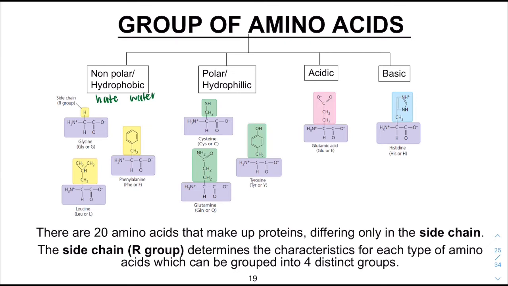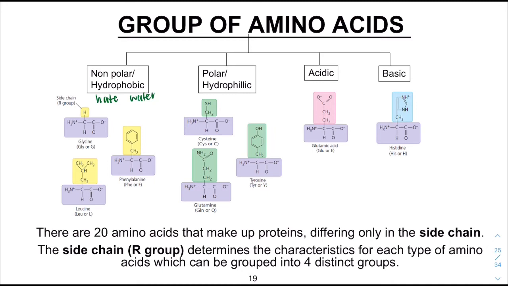In total, cuma ada 20 amino acid where each of the amino acid differ only in the side chain. So cuma ada 20 amino acid yang akan membentuk protein. Dan protein yang berbeza akan ada susunan amino acid yang berbeza. So ingat balik saya sebut tadi, many amino acid join together will form protein. So bila dia guna amino acid yang berlainan, dia akan menghasilkan protein yang berlainan. Okay, so side chain ini yang akan menentukan amino acid itu belongs to which group.